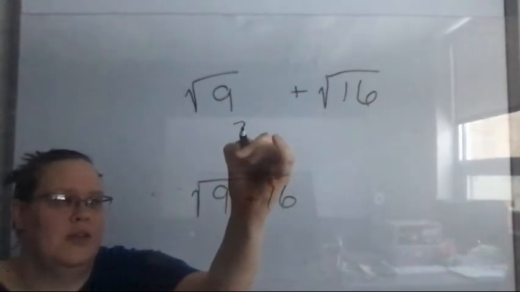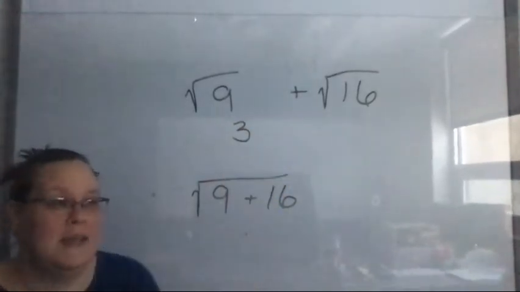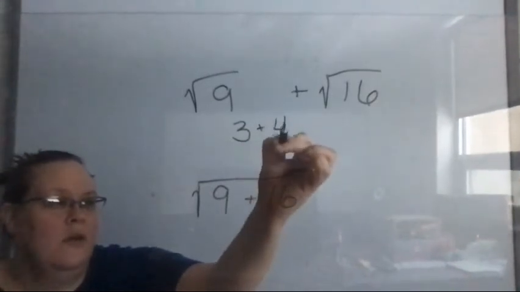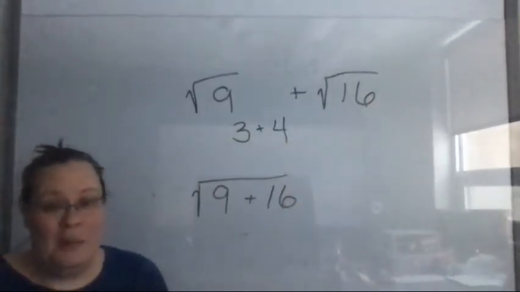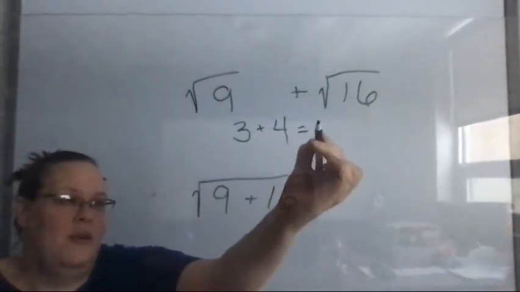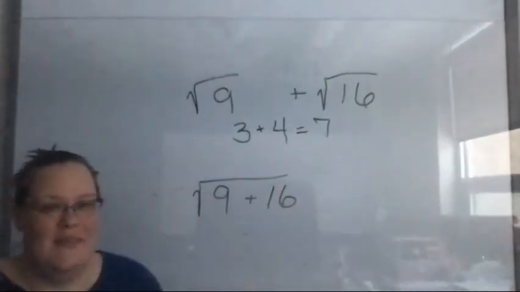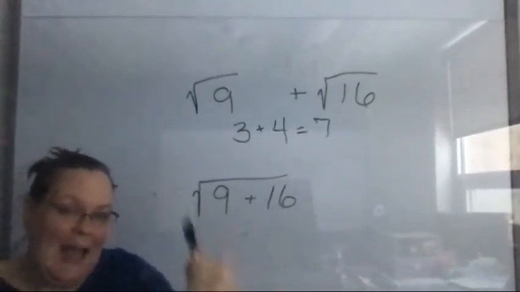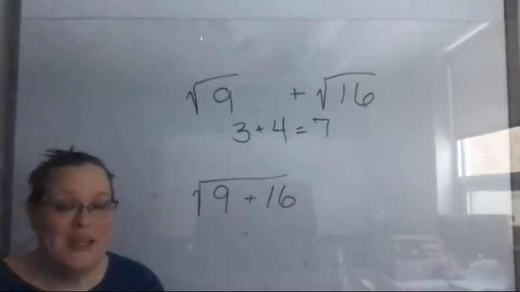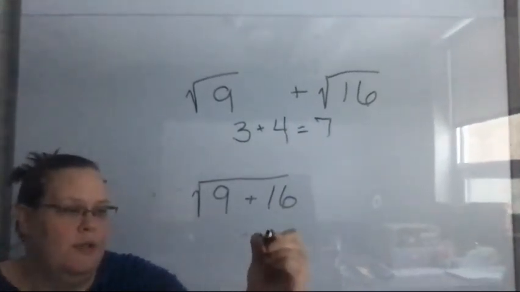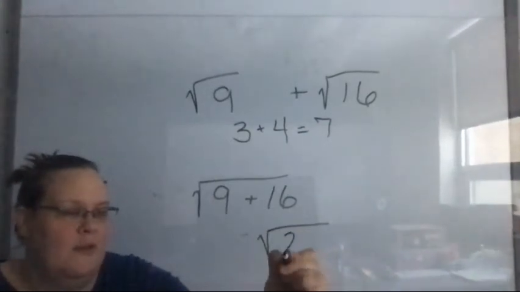And this is actually 3, right? Square root of 9 is 3. Square root of 16 is 4. Well, those both come out to whole numbers. So when we add those together, they follow the rules of whole numbers and actually equal 7. If we're adding numbers inside a square root, we're going to just add them together, but leave them in that square root. So this will become the square root of 25.